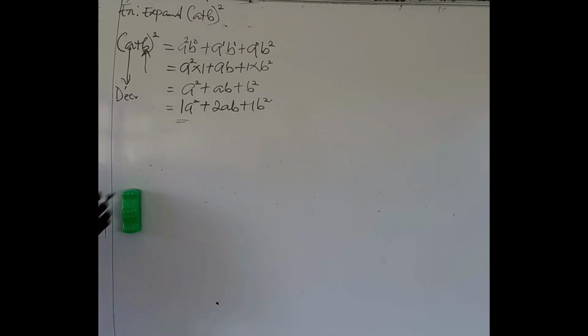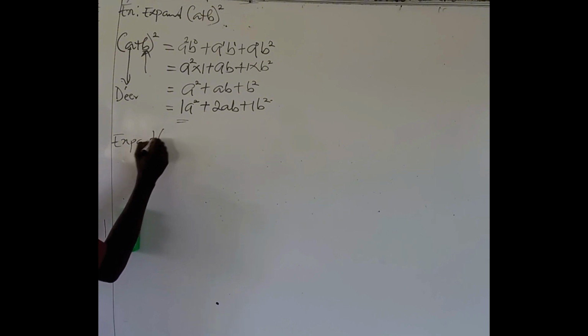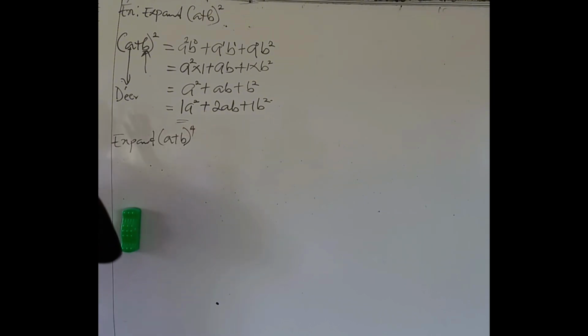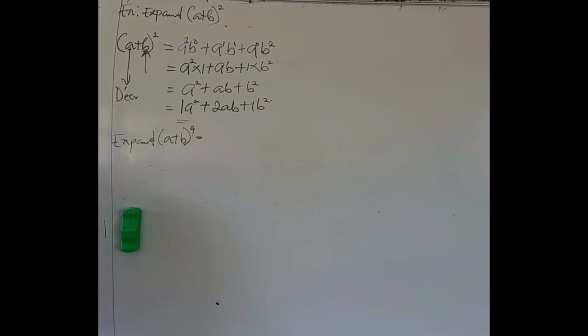Let's look at example 2. Expand A plus B raised to power 4. What is the power? The power is 4. And we said earlier that when you're having a term, the first term is going to be what? Decreased, while the second term is going to be increased.